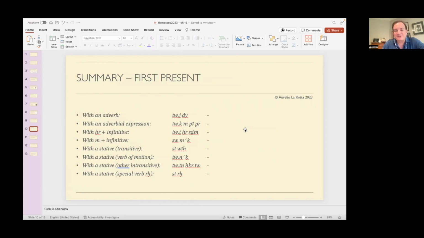Okie doke. Just wanted to, in one last page, summarize everything that we talked about, with a little twist to it. Namely, first present, we said you can use it with an adverb. So, for example, what does this mean? I am here, something like that. That is correct. And now comes the bonus question. How would I say I'm not here?